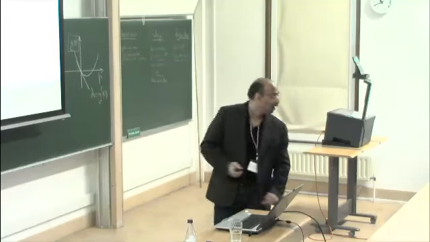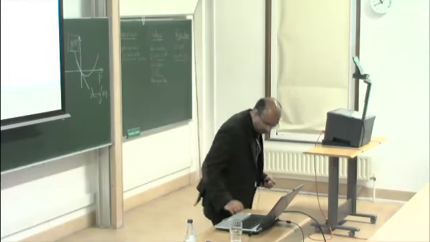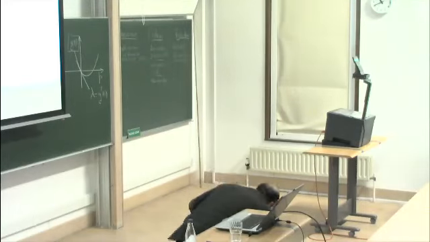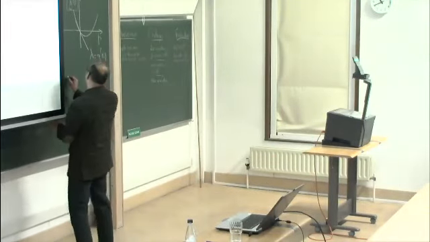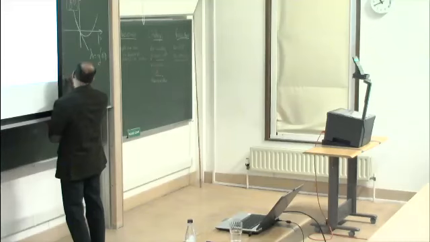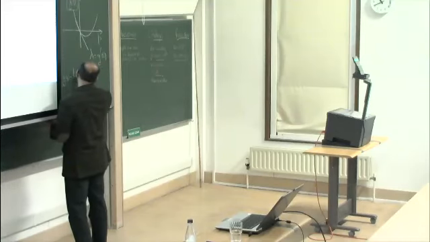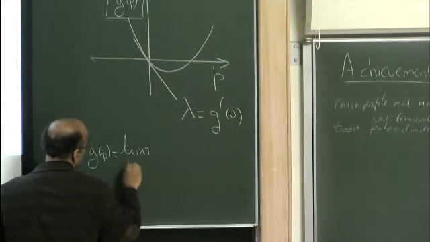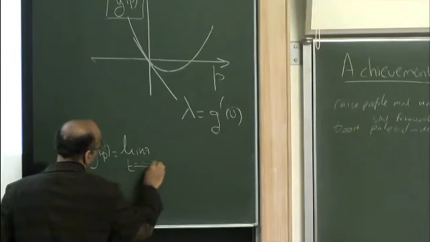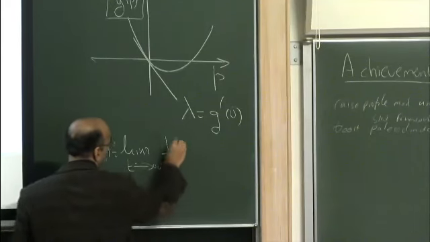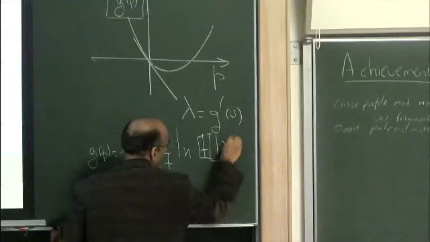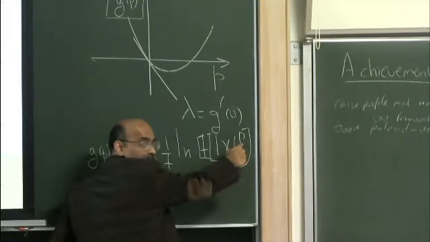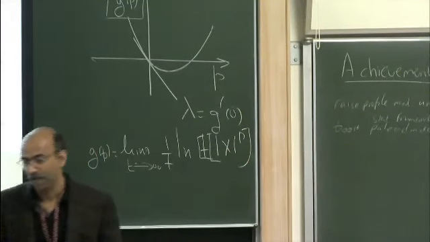Sorry, what's P here? P is your moment, the pth moment. So G of P is equal to the limit as T goes to infinity of 1 over T log of the expected value of the norm of x to the power p.